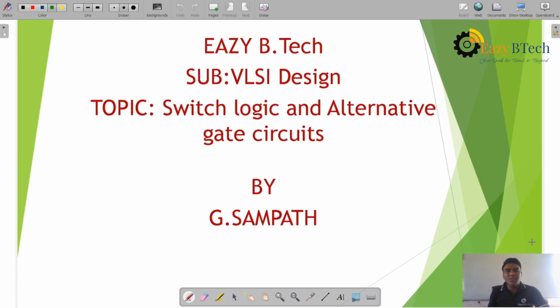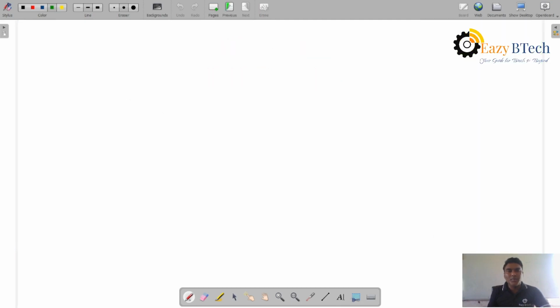Today we are going to discuss the switch logic and alternative gate circuit. Let us see what a switch logic is, what the disadvantage of using this switch logic is, and what the alternative gate circuit is. First, let us see the switch logic. What is a switch logic in MOS transistor in IC based circuits?